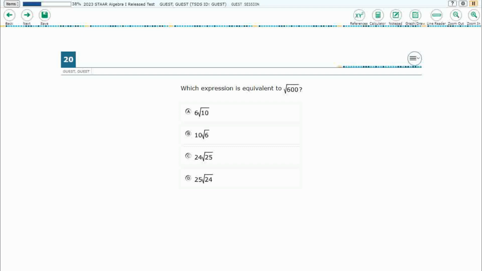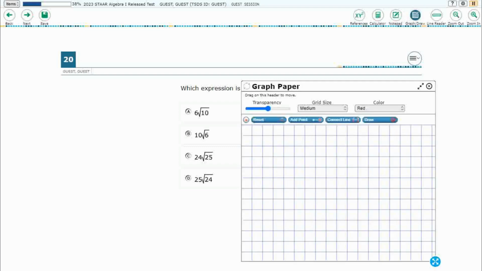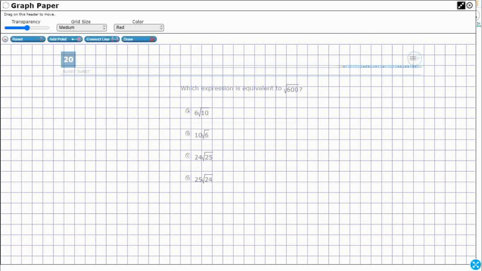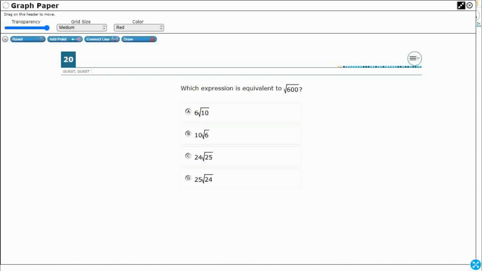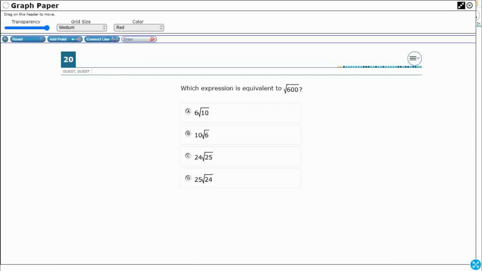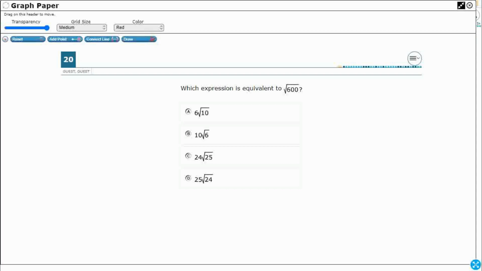Alright, so we need to find an expression that is equivalent to the square root of 600. So let's do it the official way, by factoring out another square root. Then we'll just double check it with the calculator, because that's also a possibility. Now, let's see what we've got here. Just the square root of 600, and then 4 expressions, only one of them being equivalent. This is what we need to think of.